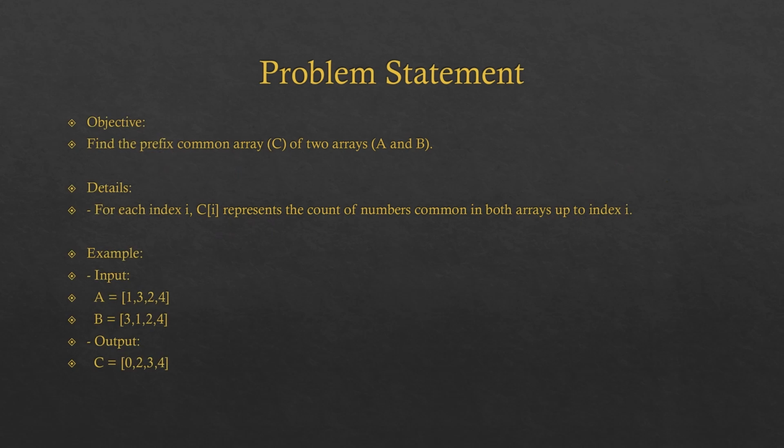The objective of this problem is to find the prefix common array, denoted by C, for two given arrays A and B. For each index, Ci represents the count of numbers common in both arrays up to that point. Here's an example. Given A as 1, 3, 2, 4 and B as 3, 1, 2, 4, the resulting array C is 0, 2, 3, 4. We will break down this example further in the next slide.